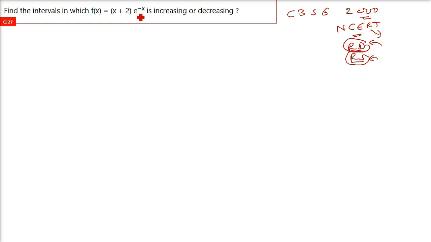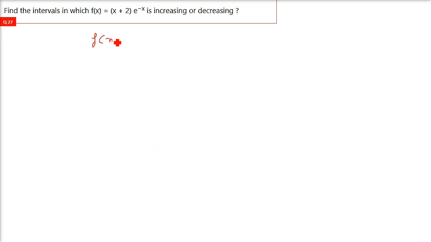When the question comes in your examination, you will be able to solve it easily. So is (x plus 2) e raised to minus x increasing or decreasing? We have to tell the intervals. So let us go to the intervals. First thing first is differentiation. We have f dash x.